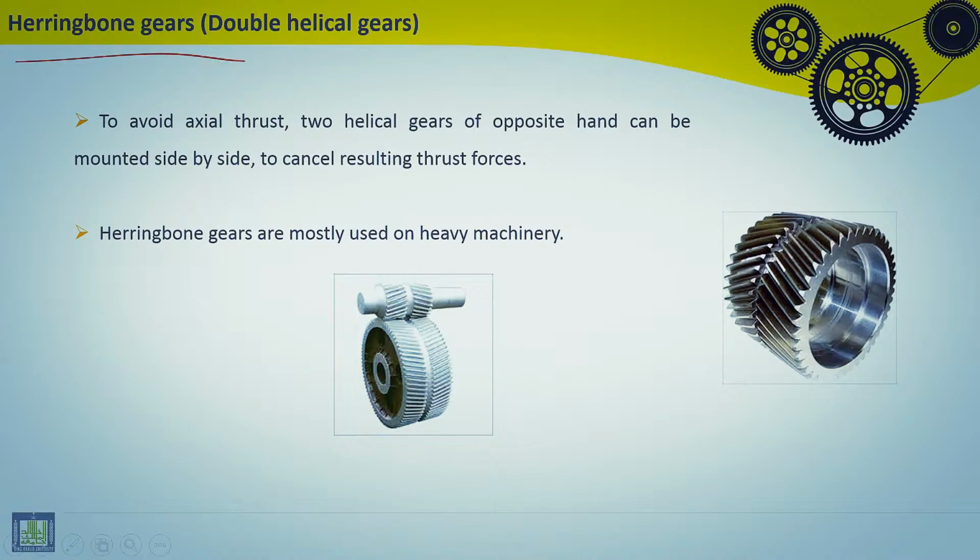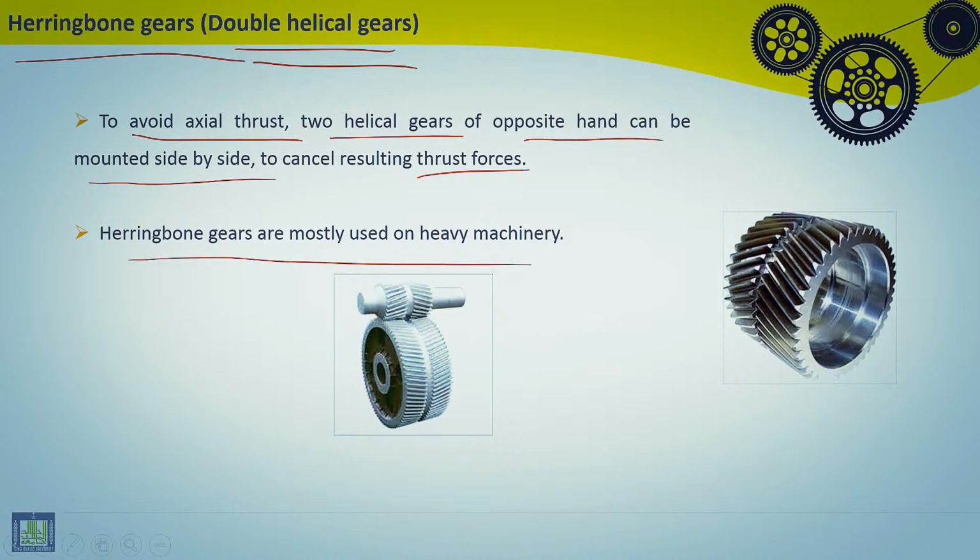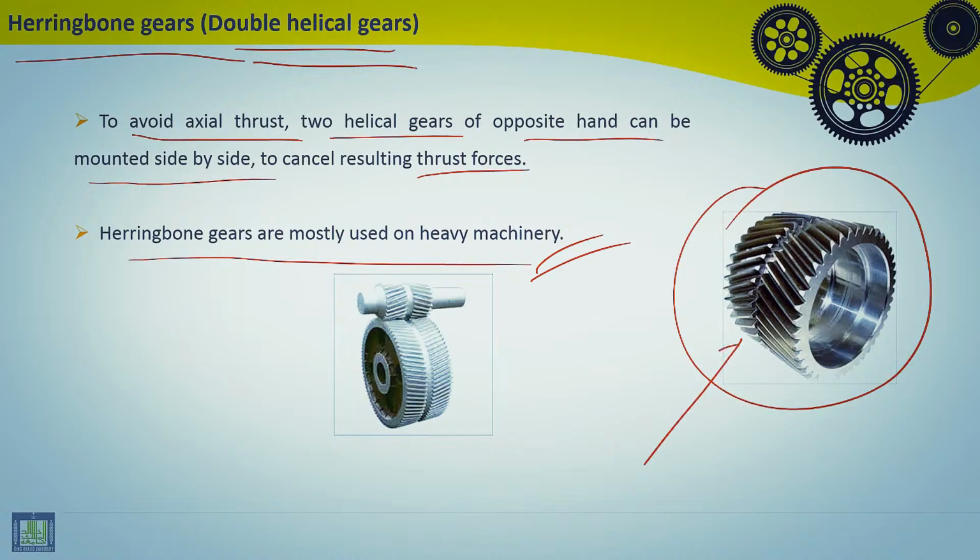Let's see now about herringbone gears or double helical gears. They are used to avoid axial thrust. Two helical gears can be mounted side by side to cancel resulting thrust forces. Herringbone gears are mostly used on heavy machinery. Okay, so we have here, you can see two helical gears of opposite hand. You can see the opposite position of the angles here.